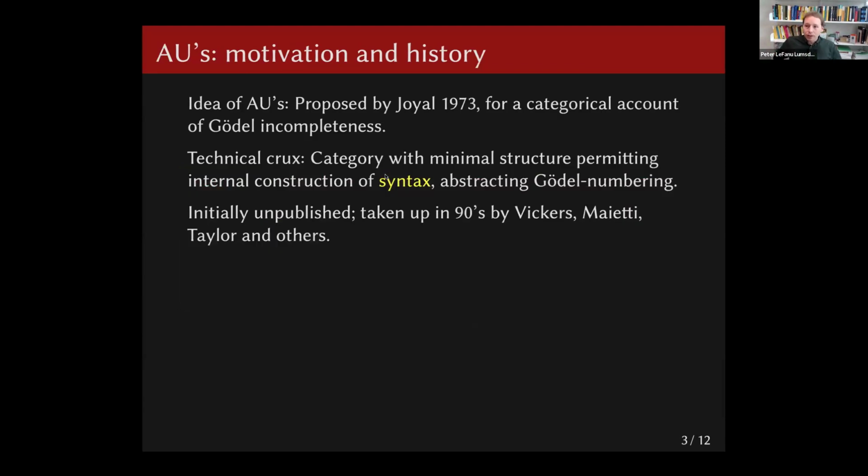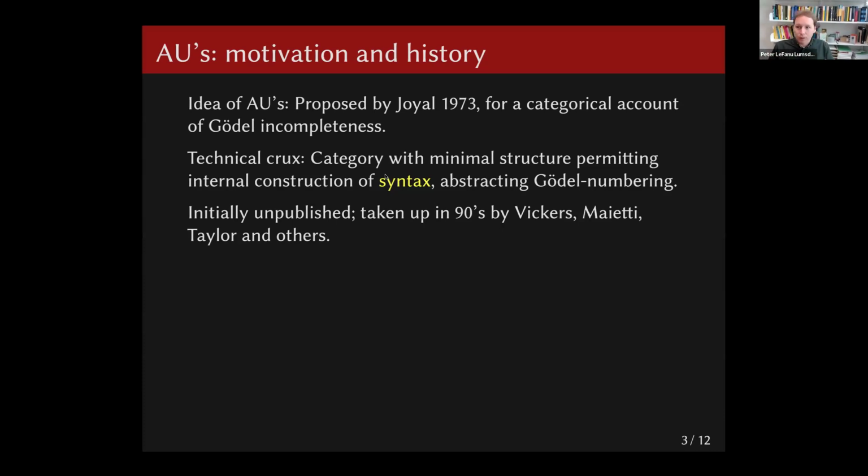So the original idea of arithmetic universes came from a proposal of Joyal in 1973, who set them up to give a categorical account of Gödel's incompleteness theorem. So this was the date of early topos theory, early elementary toposes, and the early categorical logic, the early days of realizing that you could internalize a lot of interesting mathematics inside categories and use them to really give a logical alternative foundation.